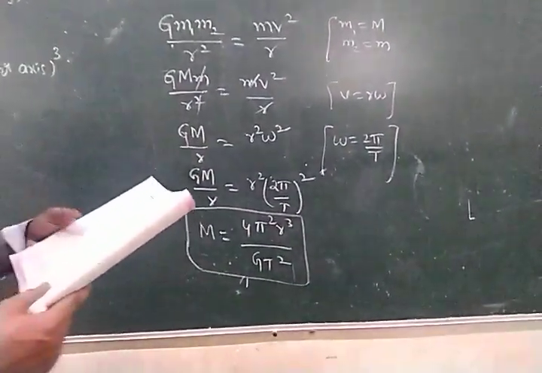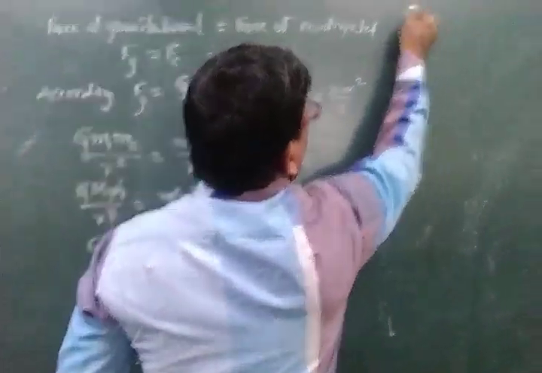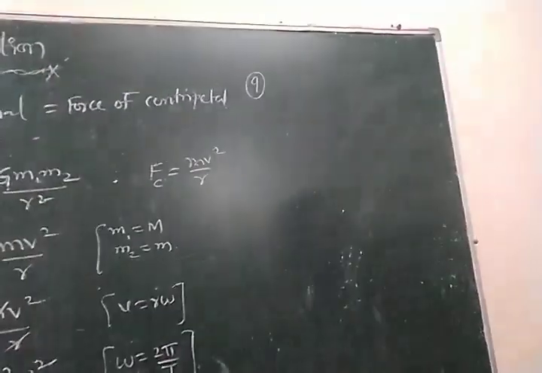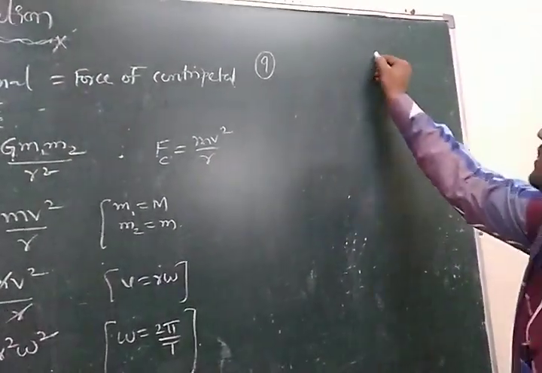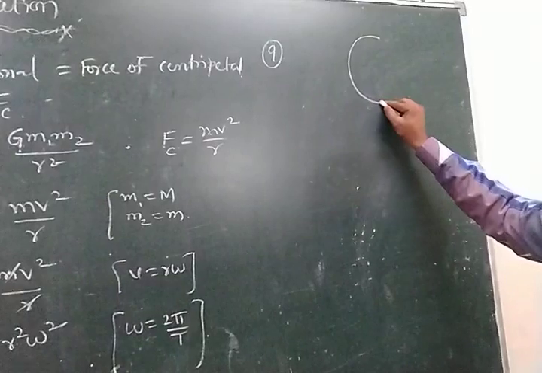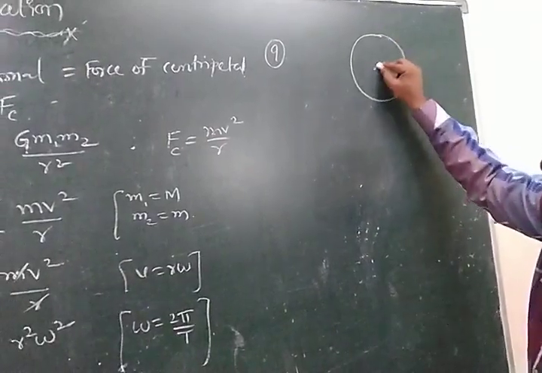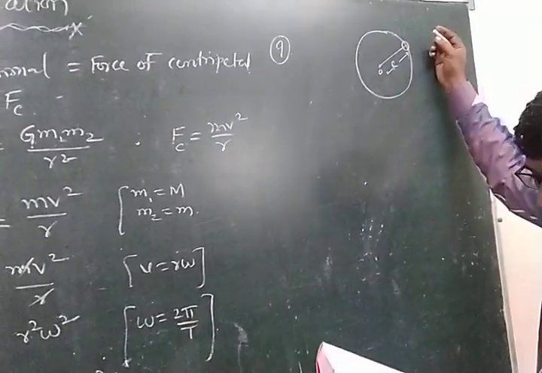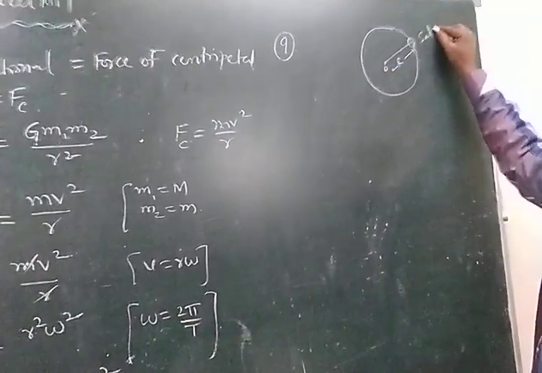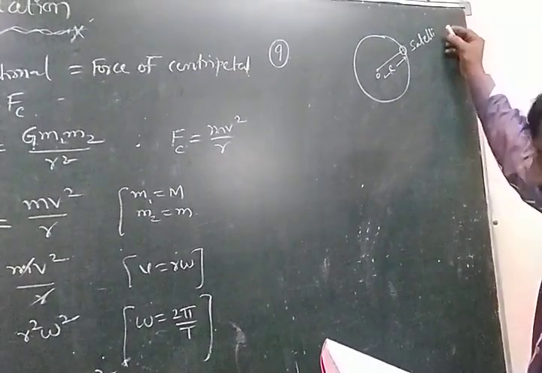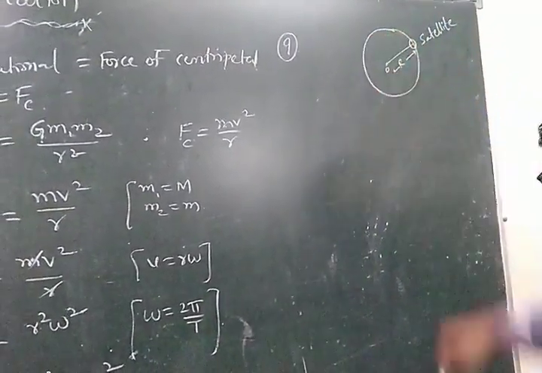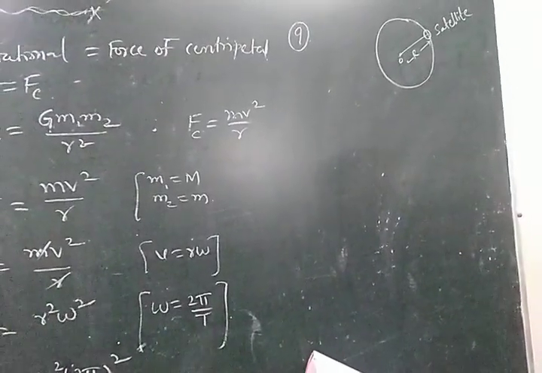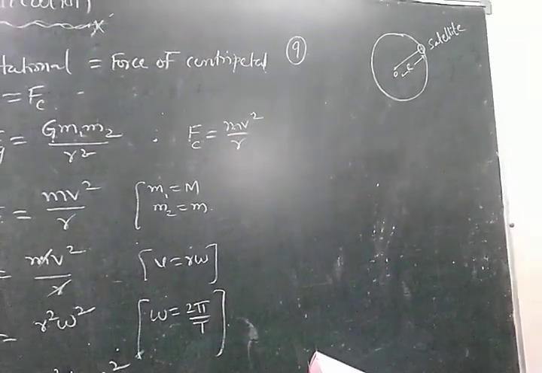Next, we see question number 9. A satellite is launched in a circular orbit of radius r. This is the satellite, and the circular orbit has radius r. This is the center O, and here is the satellite, which revolves in a circular orbit. The launch is in an orbit of radius 1.02 r. Find the percentage change in the time period of the satellite.